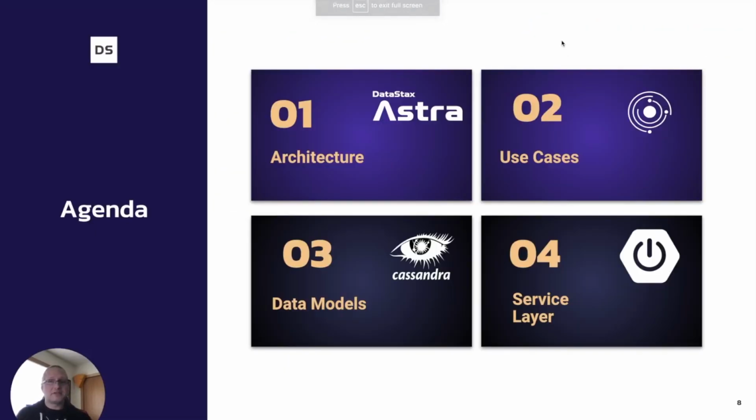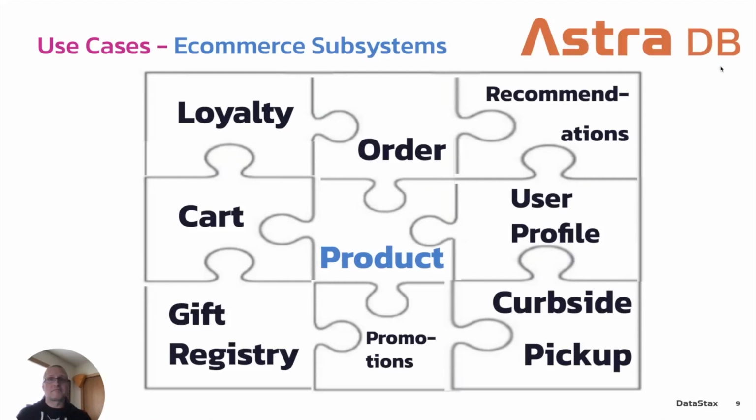So the next thing we're going to talk about, while we're waiting for our AstraDB database instance to come up, is use cases. When you're building an e-commerce website, there are many subsystems or components that go into making an entire site. However, some of those components are more necessary than others. Some are really nice to haves.